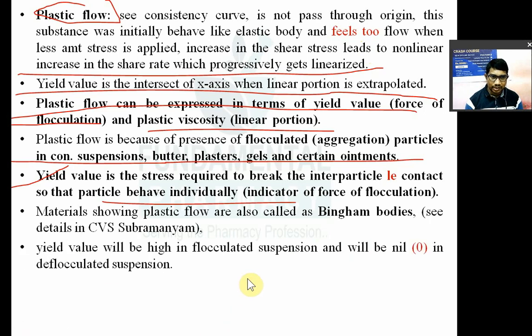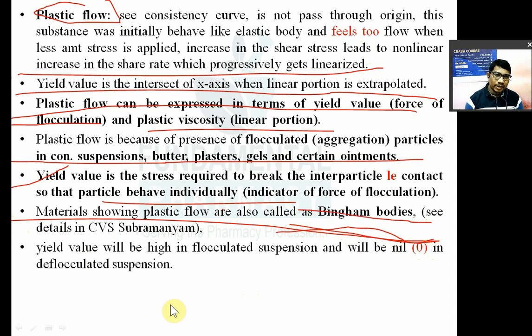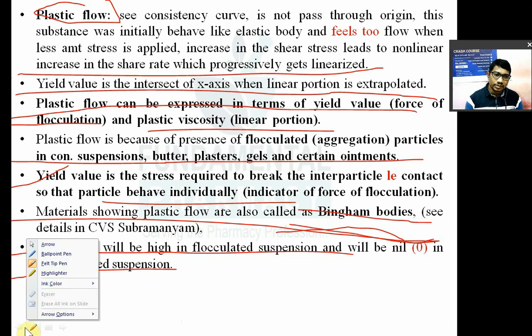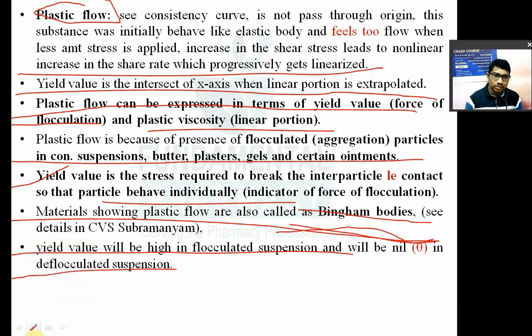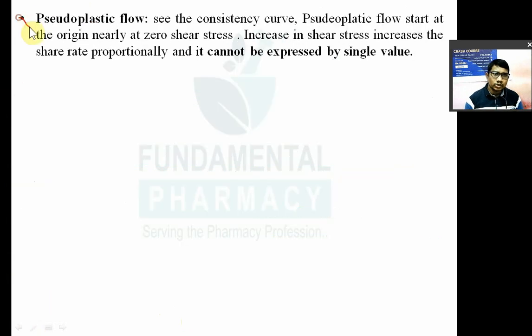Remember, a question has already come on this; I mentioned it yesterday. Materials showing plastic flow are also known as Bingham bodies. Those materials which show plastic flow are known as Bingham bodies. Yield value will be high in the case of flocculated suspension, and in the case of deflocculated suspension the yield value will be nil or zero.